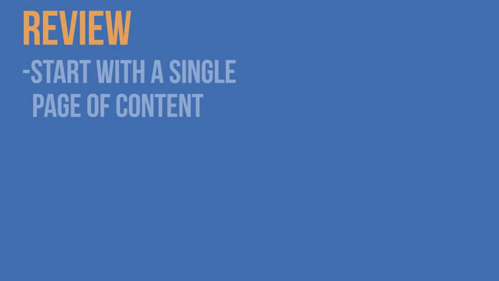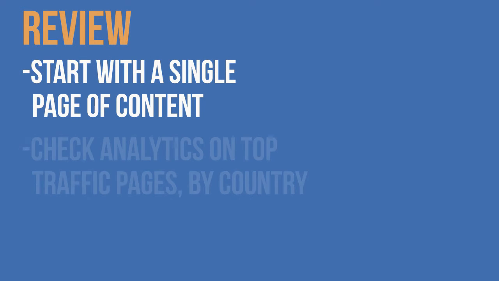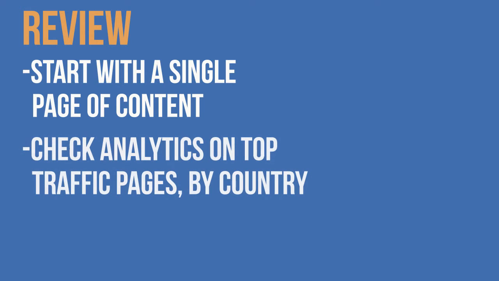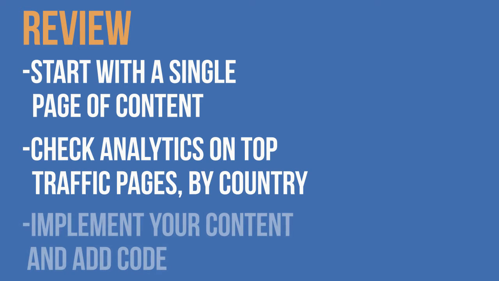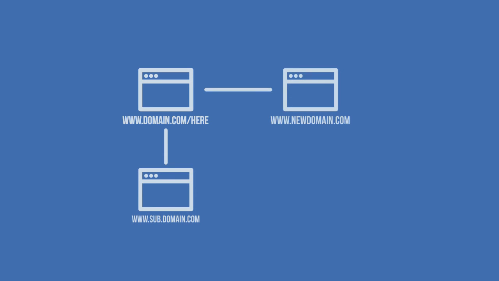Let's review real quick. 1. Start expanding your international content marketing efforts with just a single page of content. 2. Find what international location to target first within just a few minutes by checking your data. 3. Implement that content anywhere you'd like on your existing domain, within a subdirectory, subdomain, or on a completely separate domain. By doing this, you can start to rank better and convert more users in international markets, starting this week.